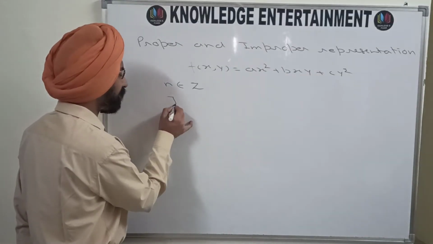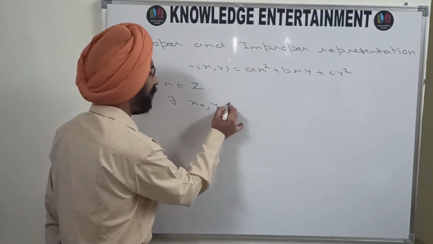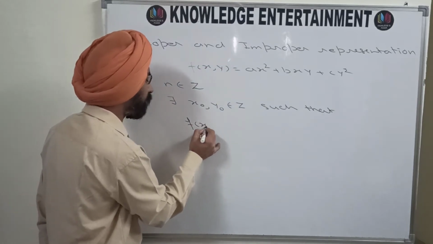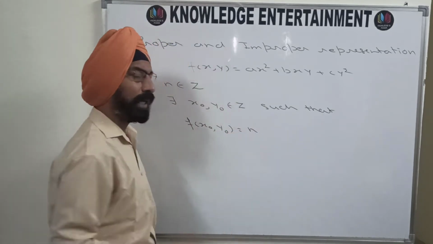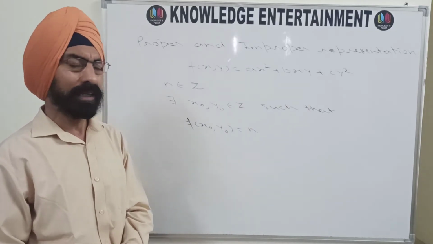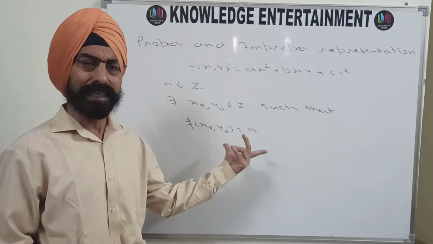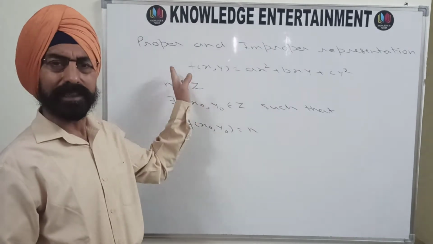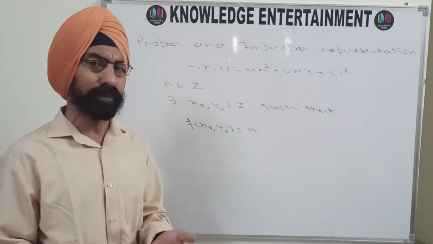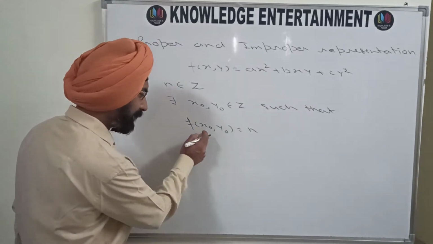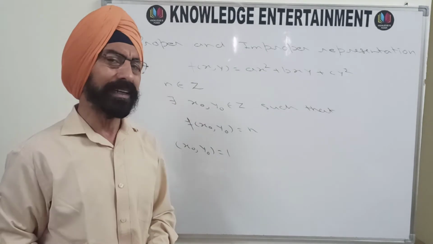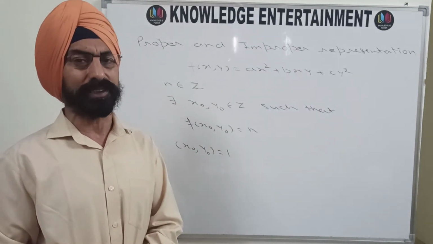If there exist integers x0 and y0 such that f(x0,y0) = n, then we say that n is represented by the binary quadratic form. If there are integers x0 and y0 satisfying this condition, that means f(x0,y0) gives the result equal to the integer n, then we say that n is represented by the binary quadratic form ax² + bxy + cy². Moreover, if GCD of these two integers x0 and y0 is 1, that means they are co-prime, then we say that this representation is a proper representation.